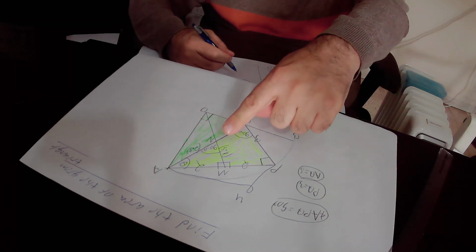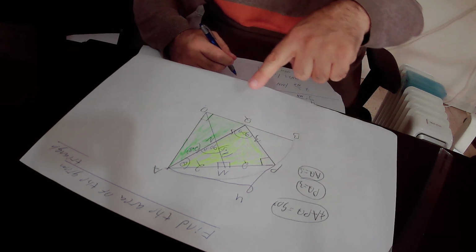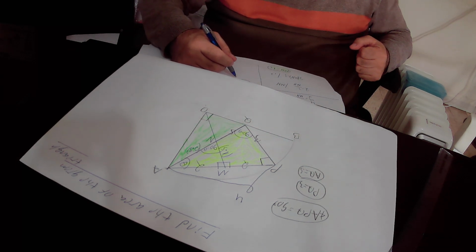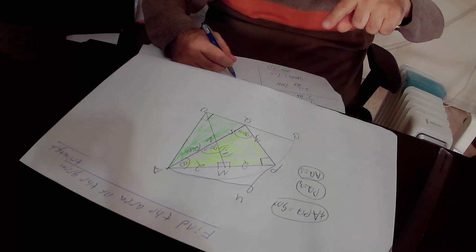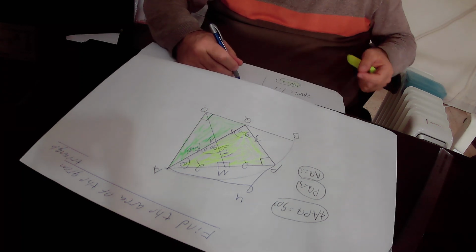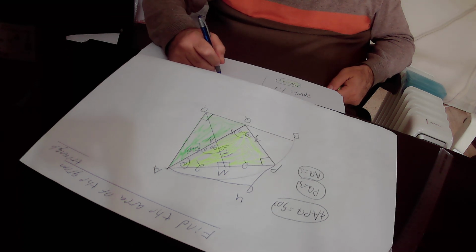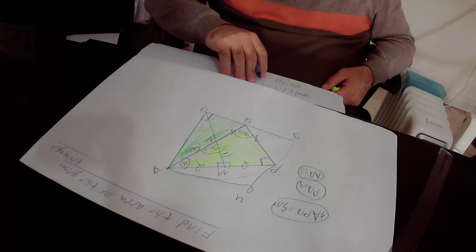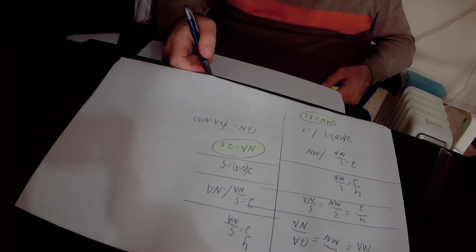And what is the length of line segment QN? From knowing this it is very easy to see that QN equals QA minus NA. I write it down: QN equals QA minus NA.